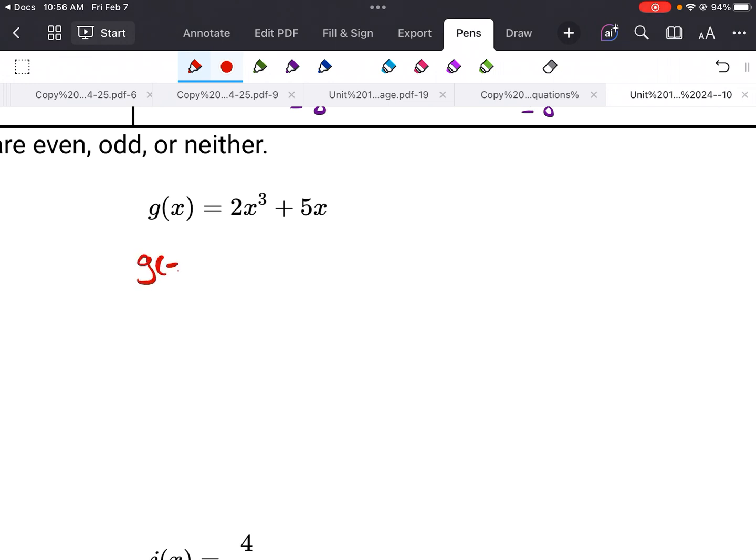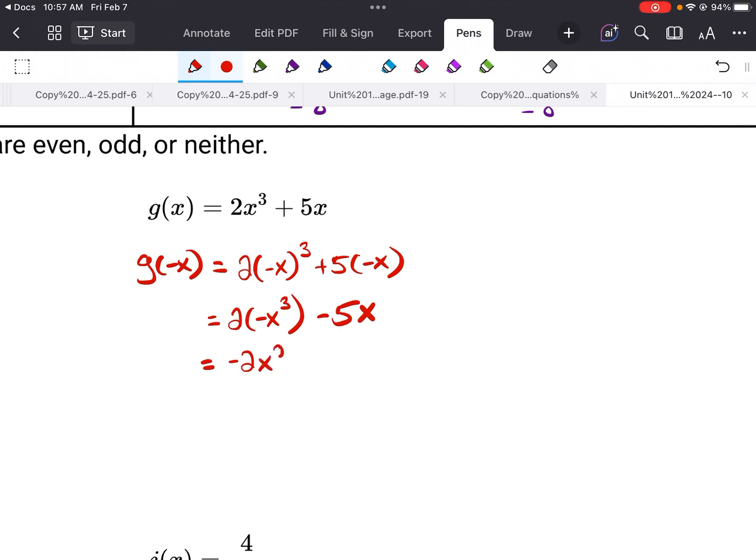Okay, if we plug in negative x to this one, we get 2 times negative x cubed plus 5 times negative x. So negative x cubed stays negative. Right, so we have negative 2x cubed, minus 5x. We can see that it is the complete opposite of the original function, so this is odd.